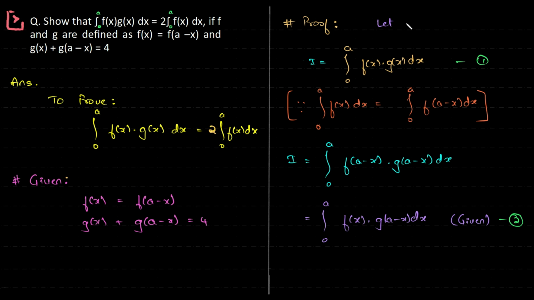So we started off with: let LHS be equal to I. So I is equal to this expression and so on and so forth.